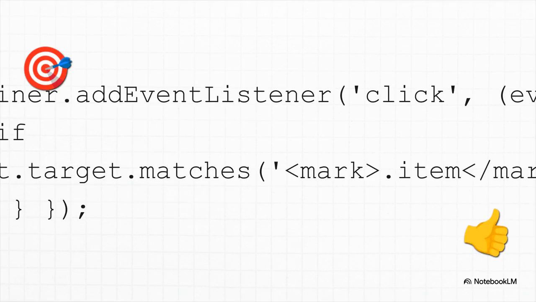And here's the code that makes it happen. See? We attach one single listener to the parent container. Then, inside our function, we just check what was actually clicked. That's what addEventTarget does. If the thing that got clicked happens to be one of our items, then we run our logic. It's like having one single manager who oversees the work of the entire team.